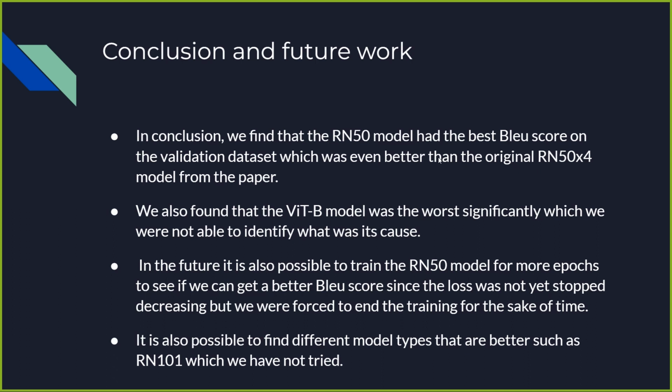And also we found that the ViT-B model was significantly worse than any other model, which we did not know why this happened. So in the future, we think it would be better to train the ResNet model for more epochs, as we did not train it enough, as we saw that the loss was still decreasing and hadn't stopped decreasing. Also, it's possible to find different model types that are better, such as ResNet 101, which we did not try.